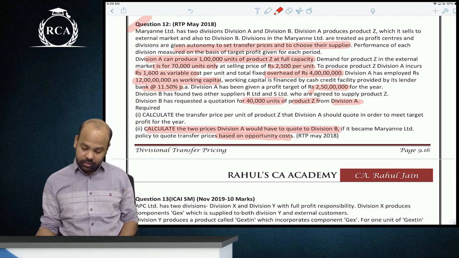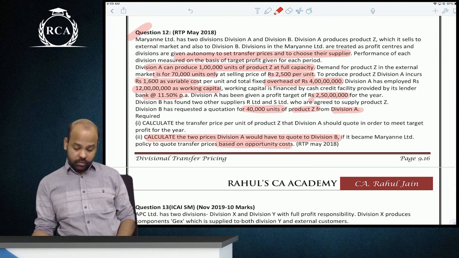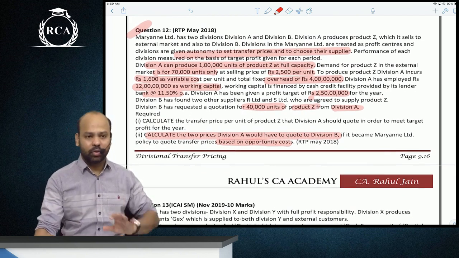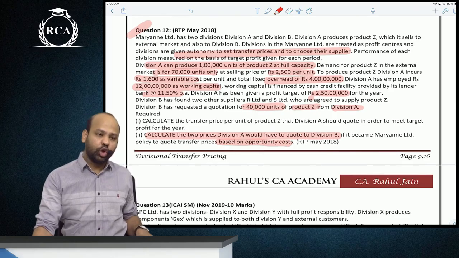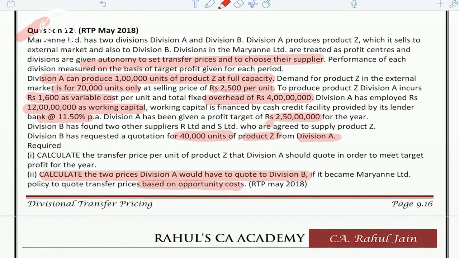You need 40,000 units. Right now, we are selling 70,000 units. The question is very simple. I would want you to go through the question. We did these questions already, but go through the questions properly.